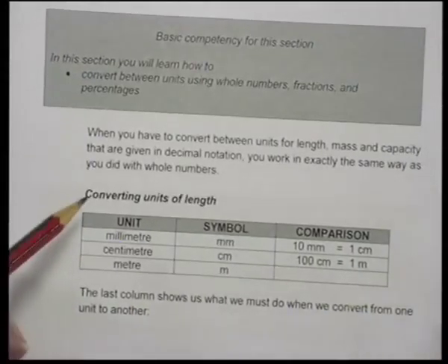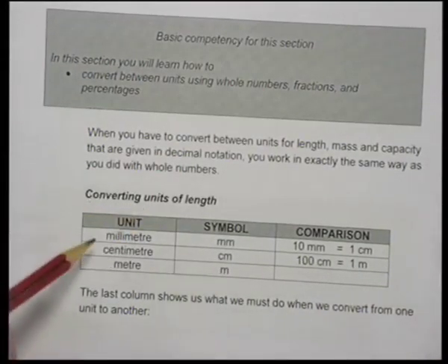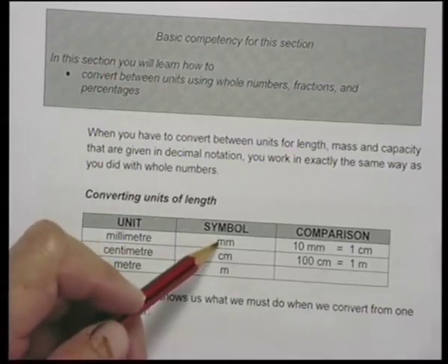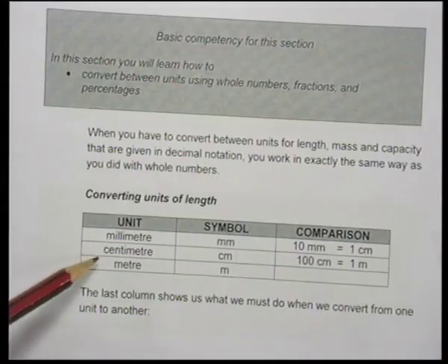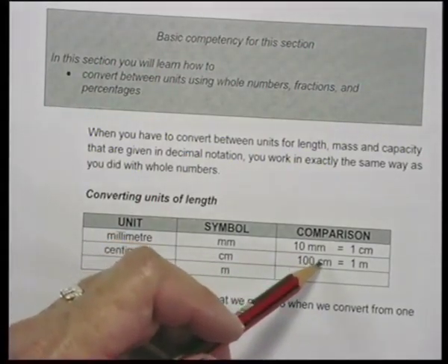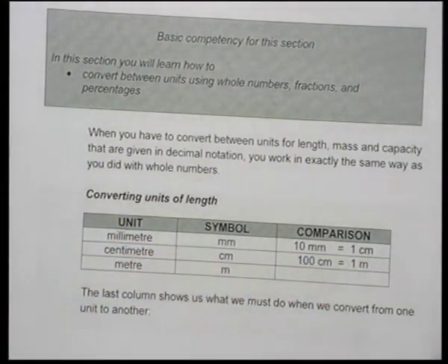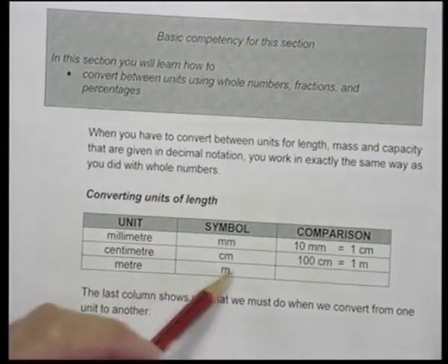And then converting units of length, the millimeter, symbol mm, 10 millimeters is 1 centimeter. And centimeter, 100 centimeters is the same as 1 meter. And 1 meter, m.